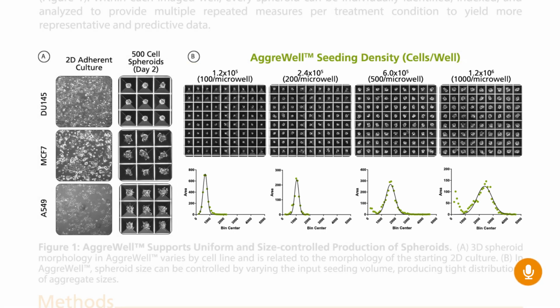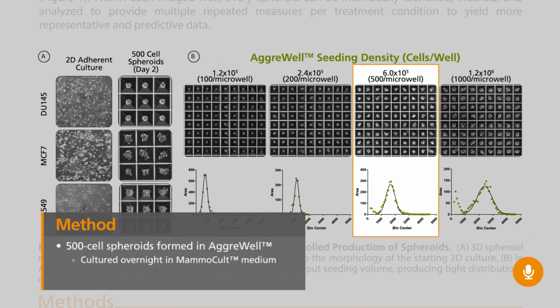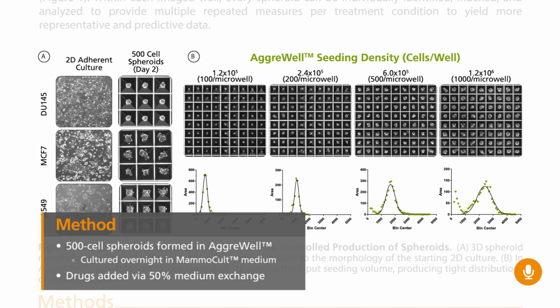To demonstrate this drug screening application, we seeded a well-known MCF7 breast cancer line into Microwell plates at a density of 500 cells per microwell. These spheroids were cultured overnight in serum-free mammocult media. After 24 hours, the formed spheroids were exposed to drug treatments via a 50% media change.